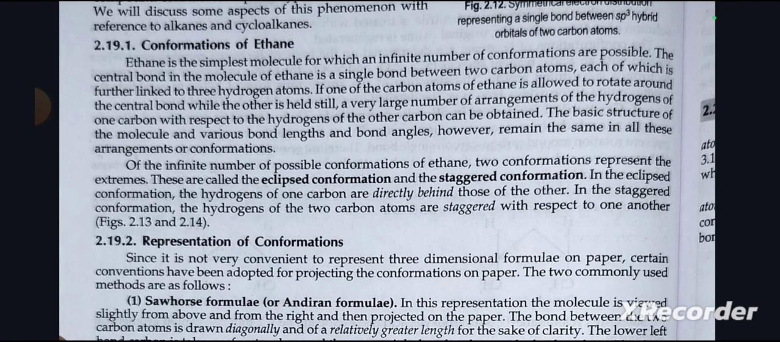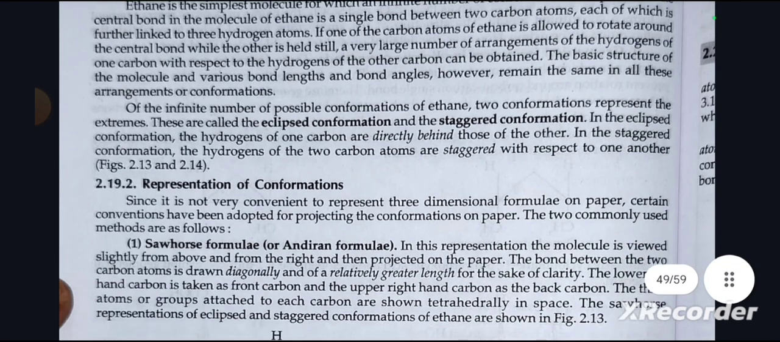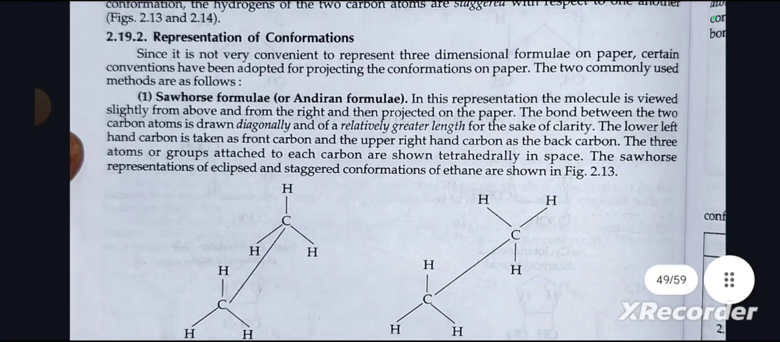Of the infinite number of possible conformations of ethane, two conformations represent the extremes. These are called the eclipsed conformation and the staggered conformation. In the eclipsed conformation, the hydrogens of one carbon are directly behind those of the other. In the staggered conformation, the hydrogens of the two carbon atoms are staggered with respect to one another. Figures 2.13 and 2.14.